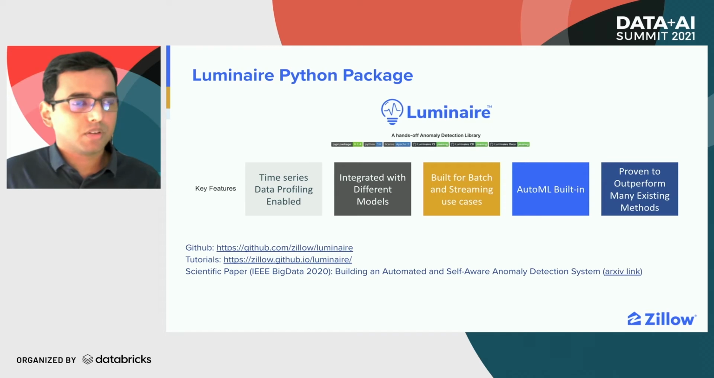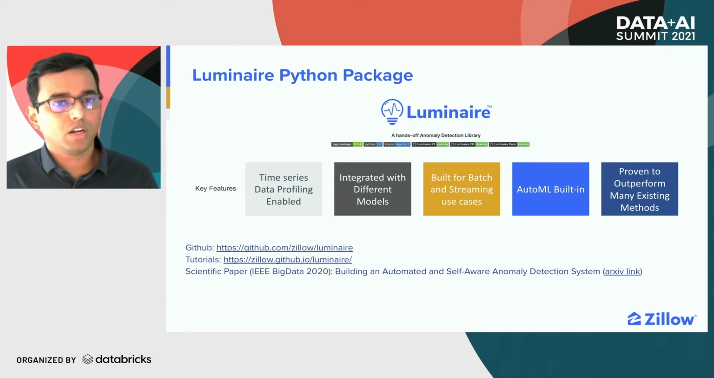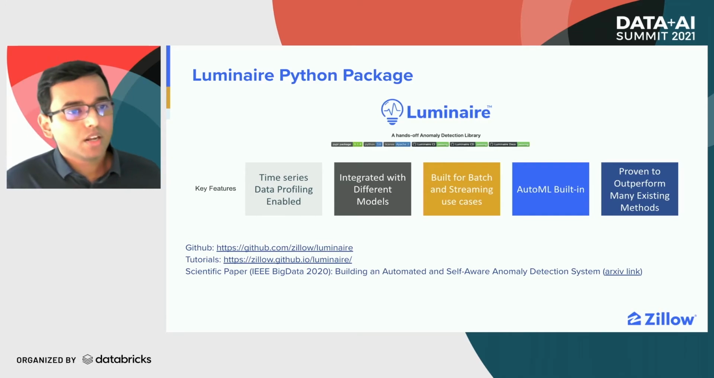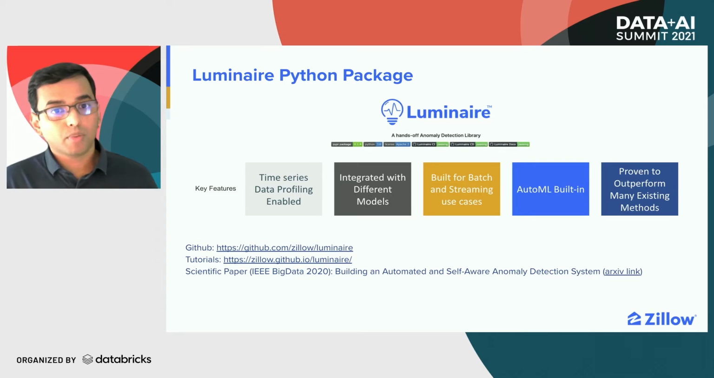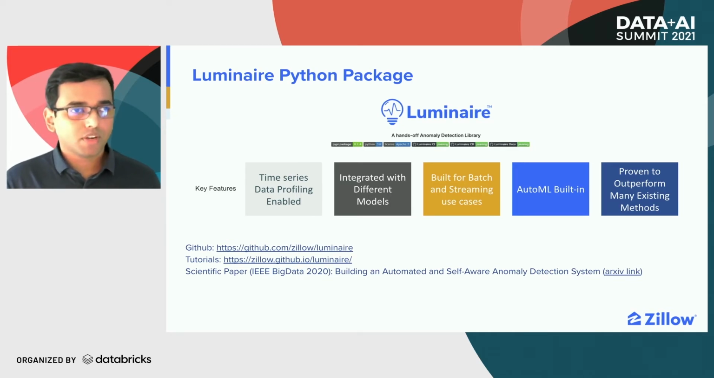Before diving deeper, let's understand some key features. Luminaire is a time series anomaly detection platform that is capable of doing data profiling and pre-processing. It is integrated with different kinds of models for the different scenarios that I mentioned before. It is capable of running for both batch and streaming use cases. It has an AutoML layer built in to optimize all the configurations. And finally, it is not only proven to work well in different contexts, but has also been shown to outperform many existing solutions in different use cases.